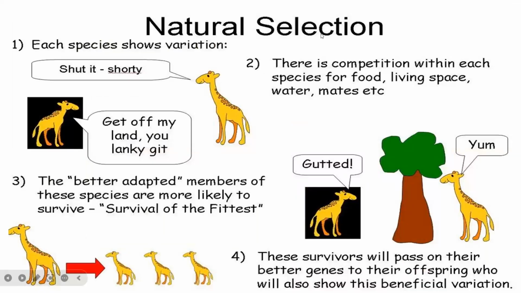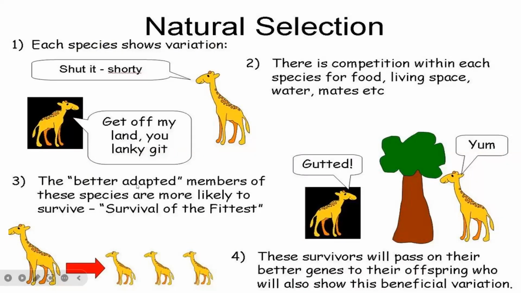Then next is natural selection. Each species shows some variation. This one is saying, get off my land, you lanky git. Second one, the competition within each species for food, living space, water, and mates. Why do they compete for food, water, living space, and mates?